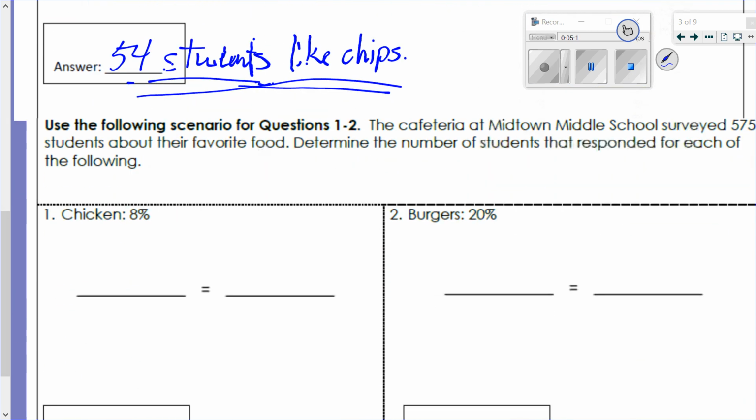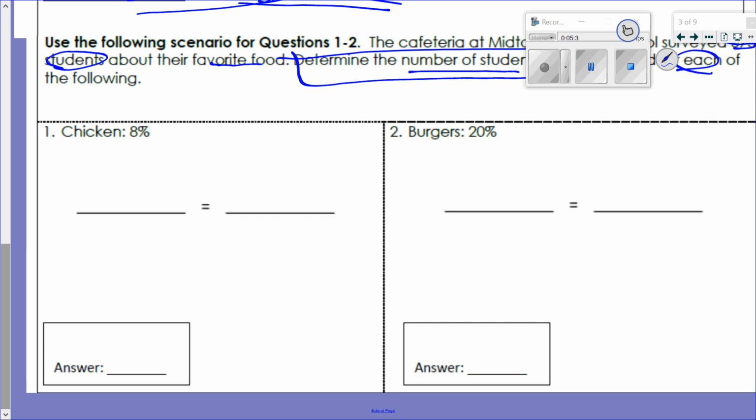So now we're going to use another scenario. The cafeteria at Middle School surveyed 575 students about their favorite food. Determine the number of students that responded for each of the following. So again, we're determining the number of students. So the first thing they gave me was 8% like chicken. So what is going to go over my 100? 8%.